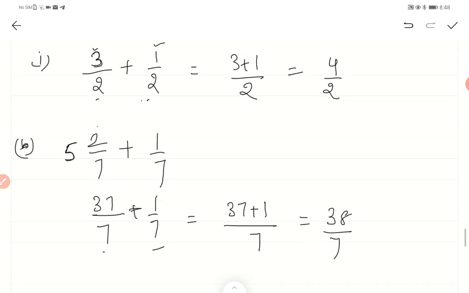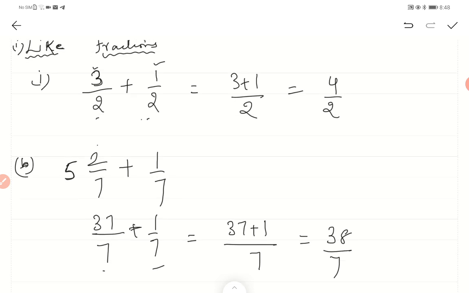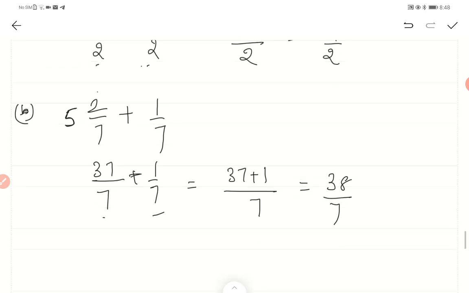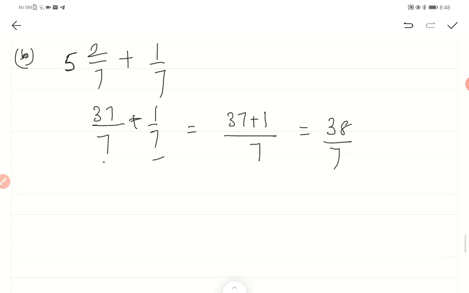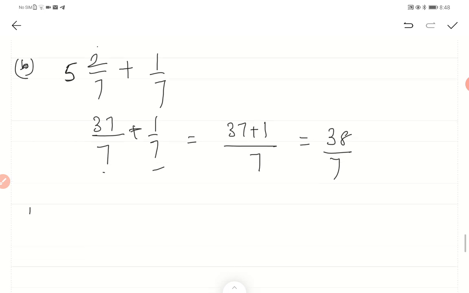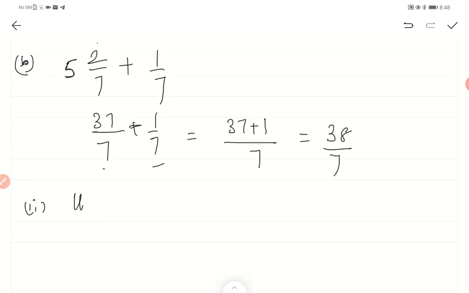A little complication comes when it is unlike fractions. But it's again easy. You need to take the LCM of the denominators. This will be new for you. So first was your like fractions. Now second is the addition of unlike fractions.